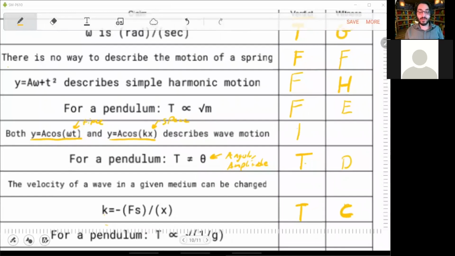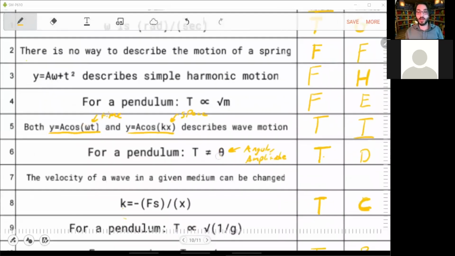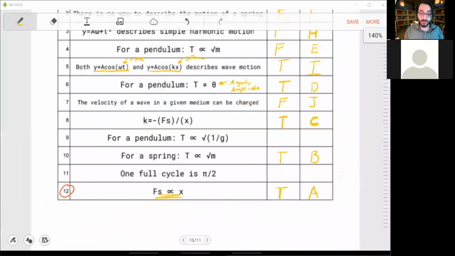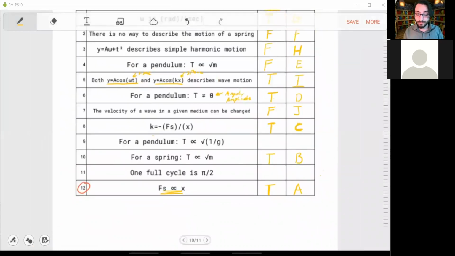The velocity of a wave in a given medium can change. This is false, and that's witness J. I told you we're skipping it, so I'm going to cut it from the document for the exam. So don't worry about that. Peace to all who have left already. My apologies for going over, but like I said, we're going to go over the whole thing.